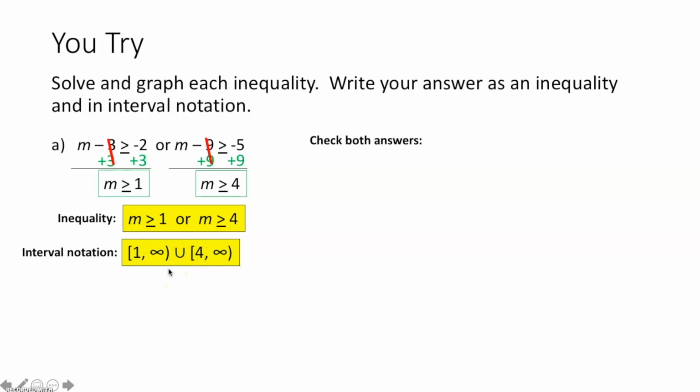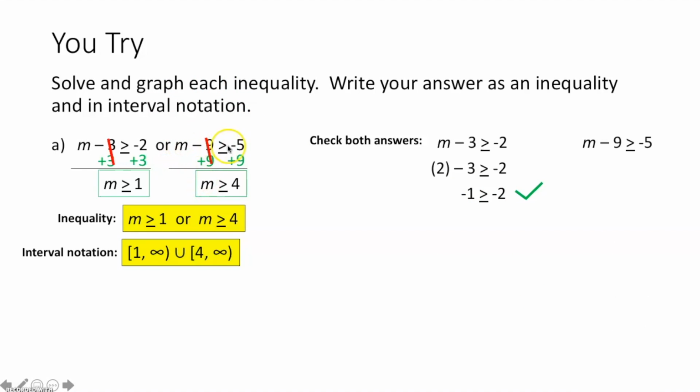Well, let's check our answers. So we start with our first inequality, and we plug in a number on that given interval that we found, so m greater than or equal to 1. Let's plug in 2. 2 minus 3 is going to give you -1, and is -1 greater than or equal to -2? Yes, it is. Sweet, that one checks out. Now let's check the other inequality.